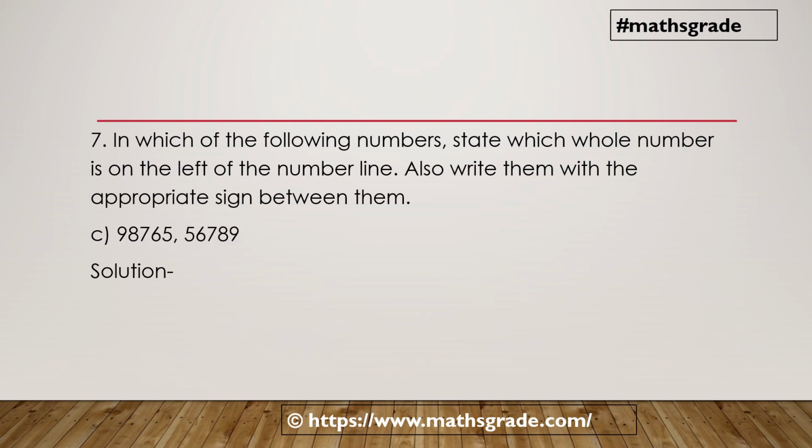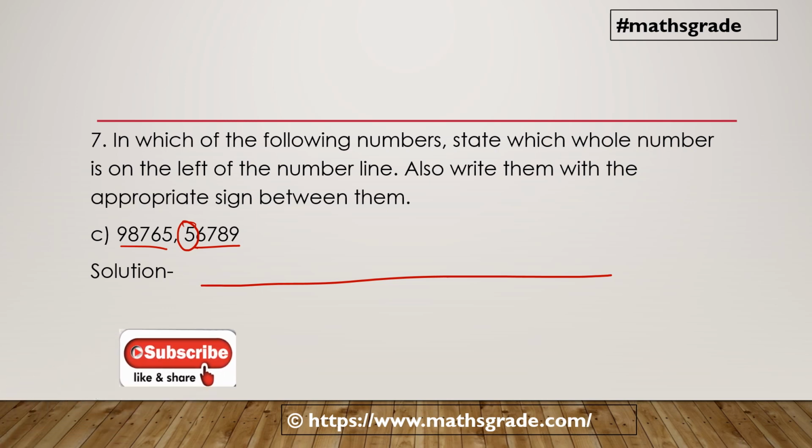Now question number 3rd bit C. 98,765 and 56,789. Which number is on the left hand side of the number line? We have to first draw the number line. Between these two numbers, in 56,789, 5 is in the 10,000 place, and in 98,765, 9 is in the 10,000 place.